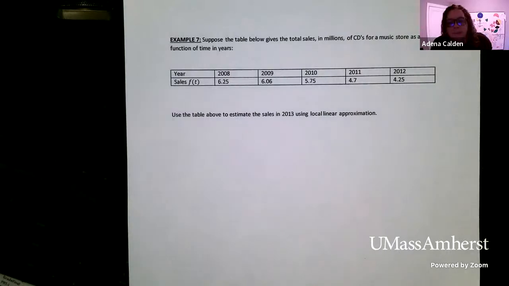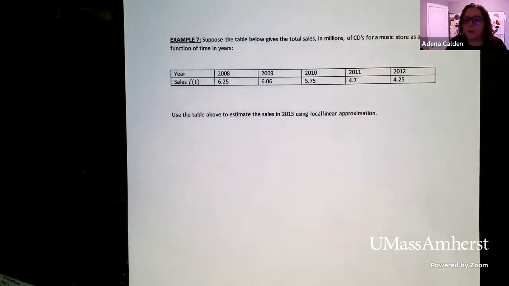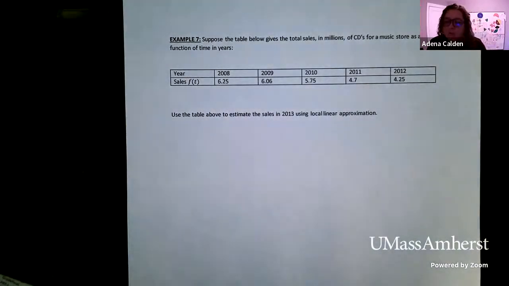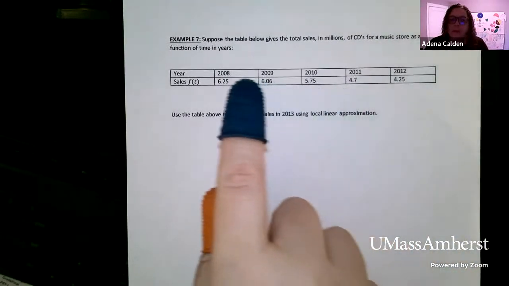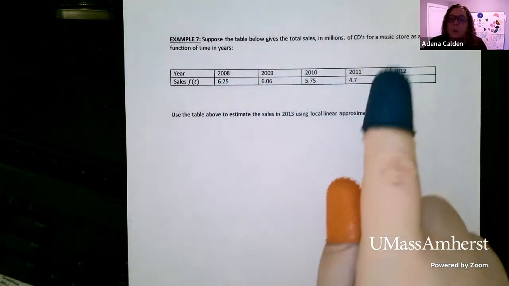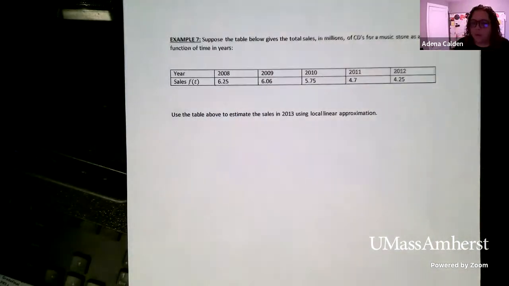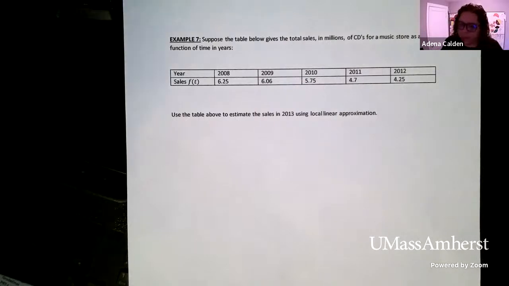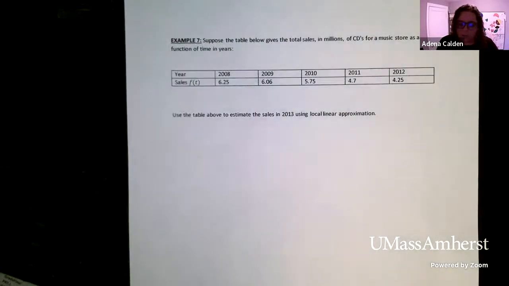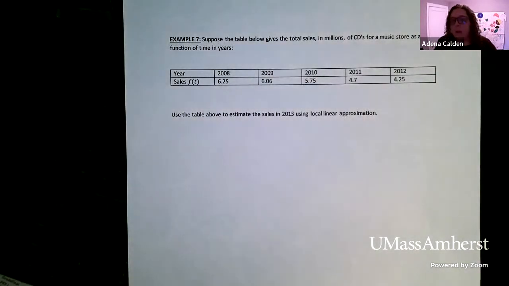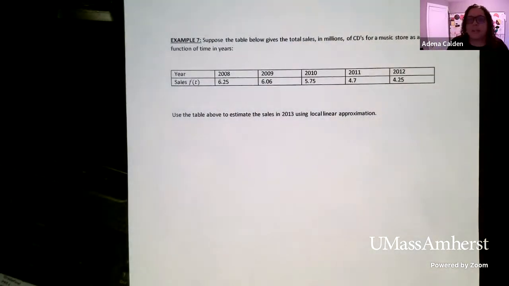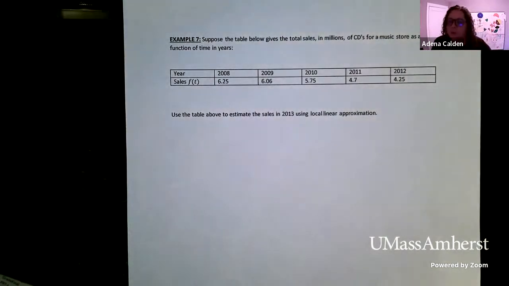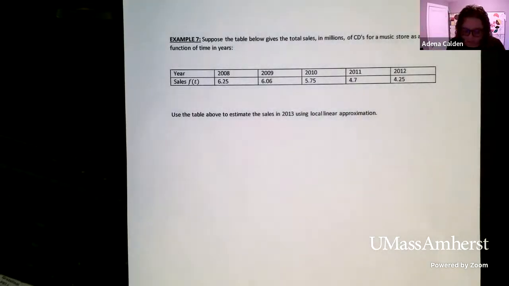We want to use the table above to approximate the sales in 2013 using this process. So notice that the information we have here only goes through 2012. So how can we use this information to predict what we think will happen in 2013? So again, we need to think about what is the most recent information we have that we can use to help make this prediction, okay?